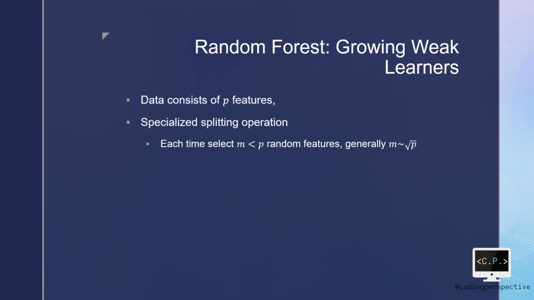Generally, m is taken as the square root of p. In other words, the number of features considered at each split is approximately equal to the square root of the total number of features. So each time a splitting operation happens in the tree, we are not allowing the algorithm to see the majority of the available features. By doing so, we believe that we eliminate the dominance of strong features and other features will also have more of a chance.